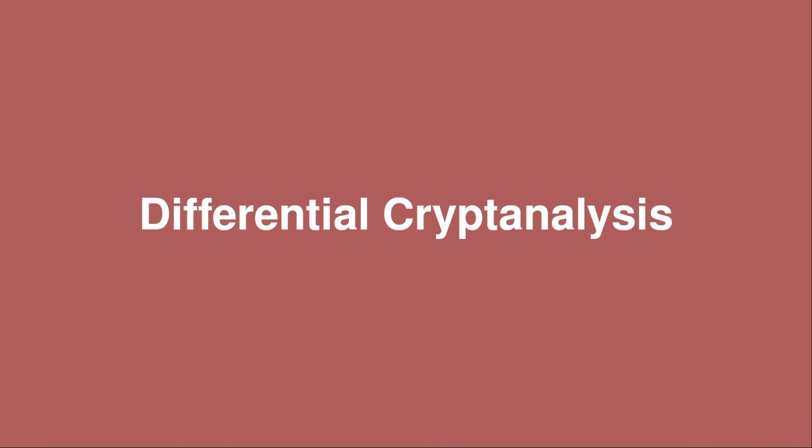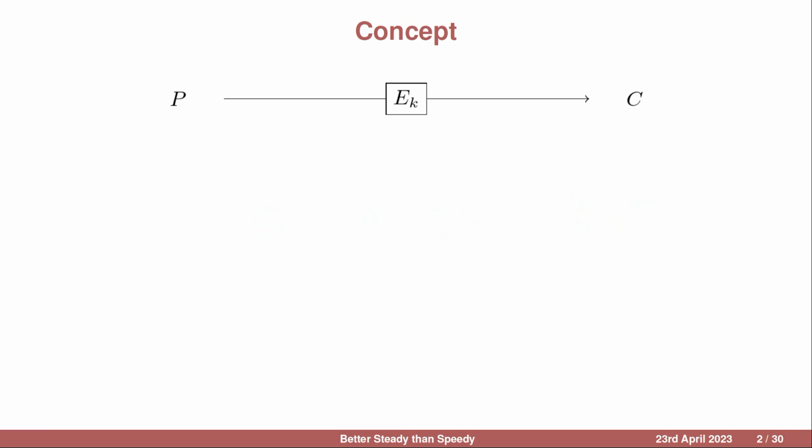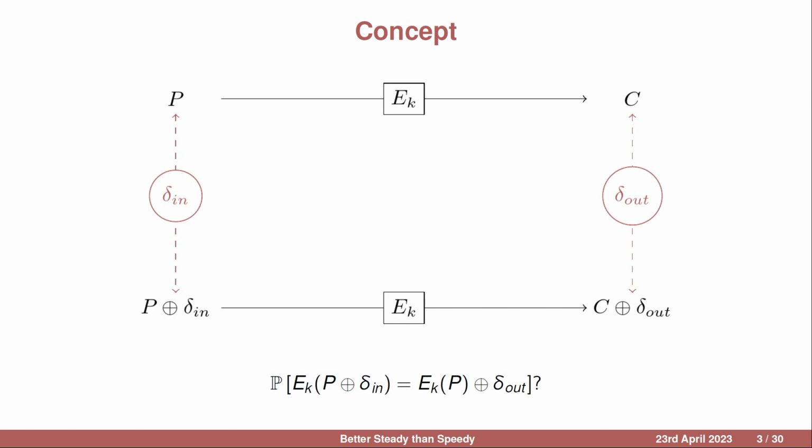So differential cryptanalysis. Let's assume we have an encryption function E_K that can encrypt plaintext P into ciphertext C. And what we can do is add some input difference in P and get some other plaintext P plus delta in, and we can try then to witness whether we get delta out as output. And if we can witness this propagation of difference very often, let's say more often than what we would obtain for a random permutation, then we can use this to build a differential distinguisher.